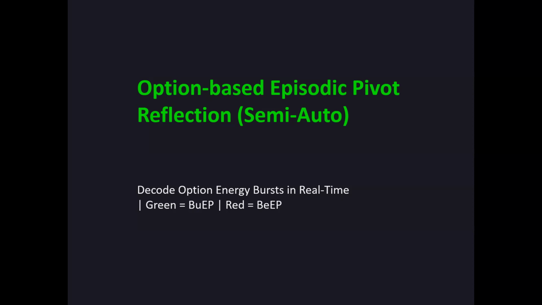Today, I'm going to tell you about the option-based episodic pivot reflection. That is the indicator which I've coded to know the institutional footprints, to decode option energy bursts in real time, where green is equal to bullish EP and red is equal to bearish EP. So you will come to know which side of the market it is going, down or up.